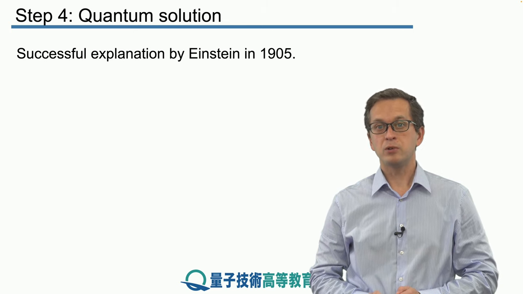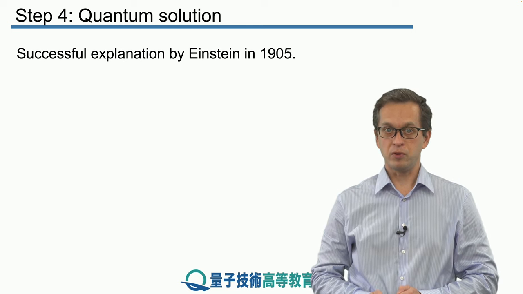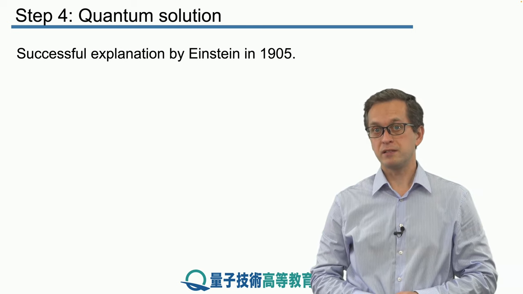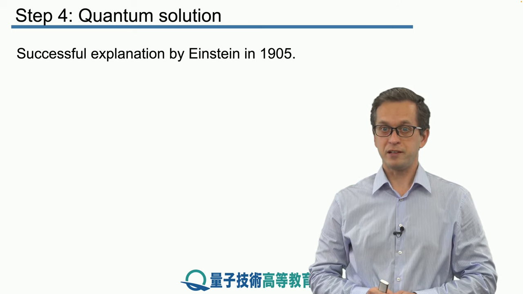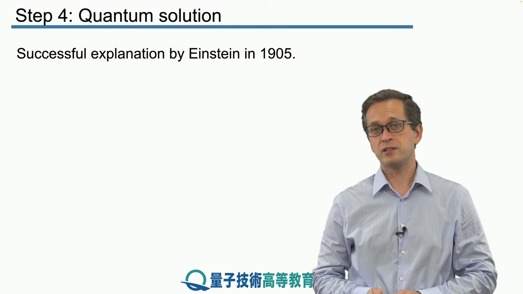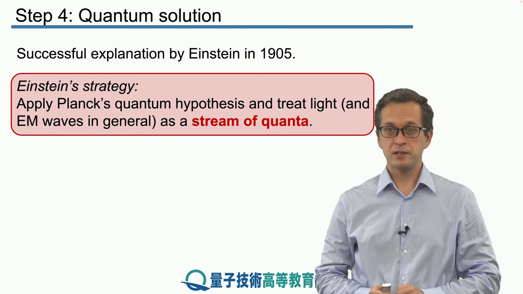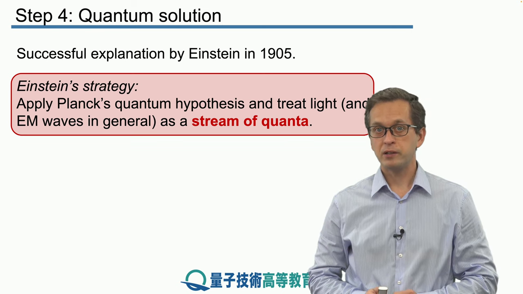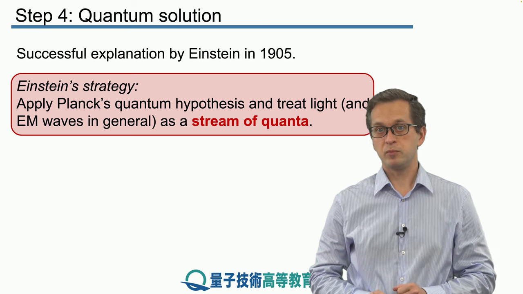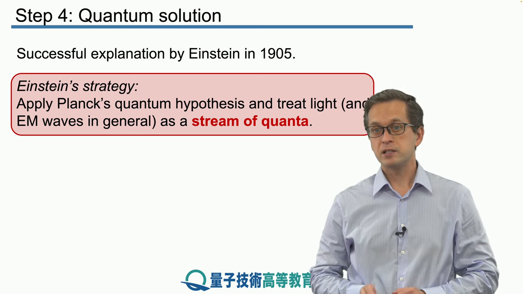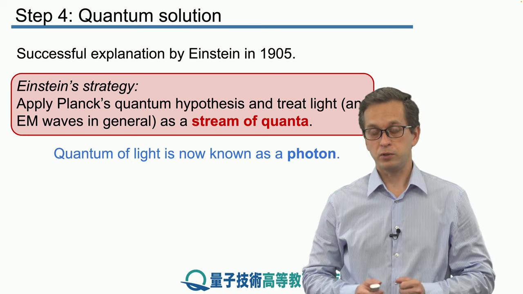This explanation is due to Einstein, which he published in his 1905 paper and later received a Nobel Prize for. That just shows you how revolutionary this thinking was, even though in this step we will see that it's actually quite simple to understand. So, what was Einstein's strategy? He decided to use Planck's quantum hypothesis and treat light and electromagnetic waves in general as a stream of quanta, rather than a simple wave. Later, this stream of quanta, or the quanta of light, became known as photons.